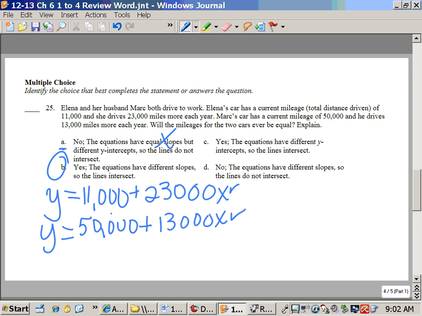What's wrong with C? They have different y-intercepts. True. But does that mean the lines are going to intersect? Not, yeah, that doesn't mean anything. D, the equations have different slopes so they don't intersect. False, false. The answer is B.